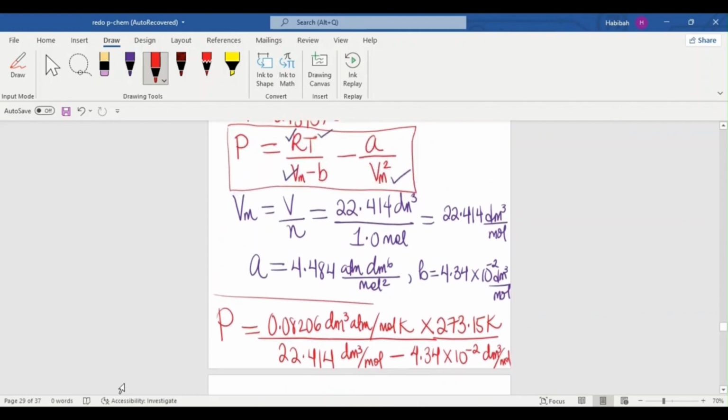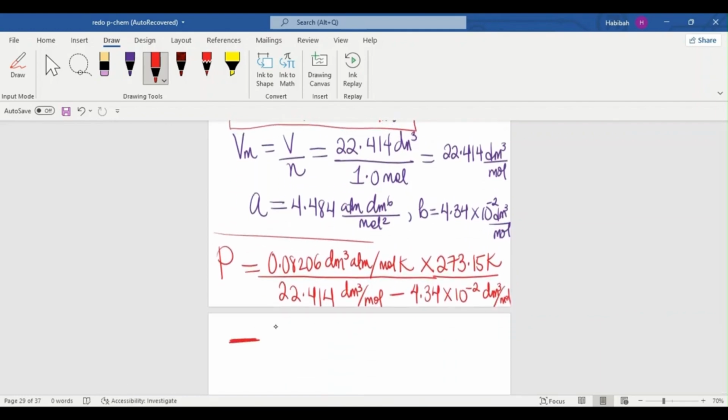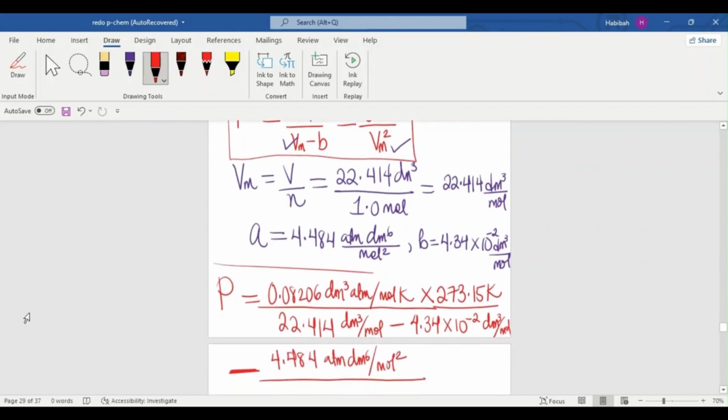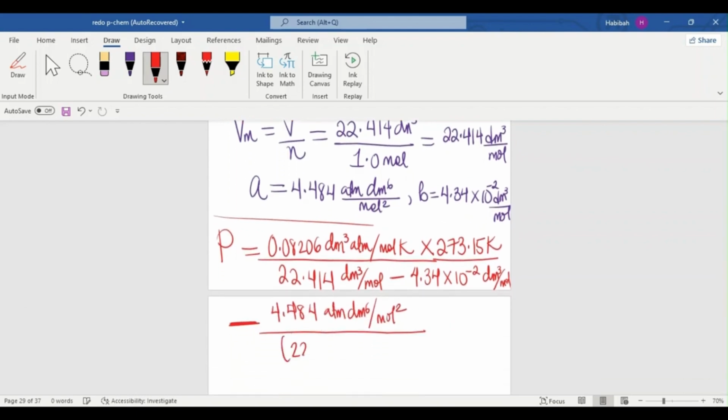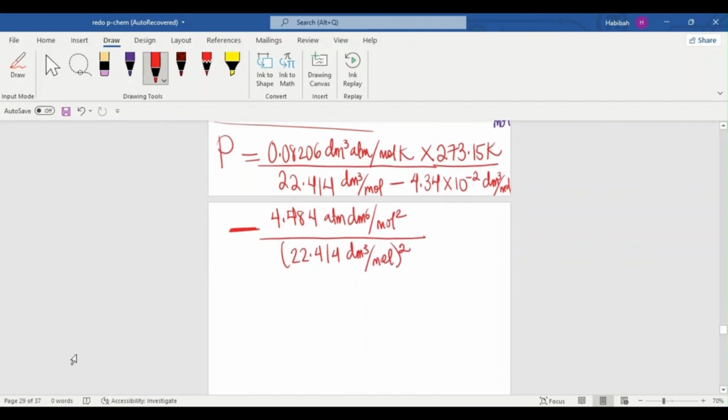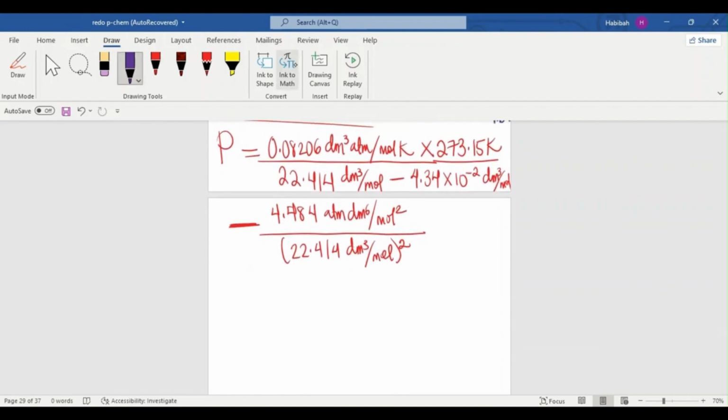All of that information minus A, which is 4.484 atm dm6 per mole squared, divided by Vm squared. So what is Vm? Molar volume is 22.414 dm cube per mole, so 22.414 dm cube per mole all squared. This is basically what we really needed. We've successfully substituted everything, so now all we have to do is cancel out whatever we can. We have per mole Kelvin here and we have Kelvin, so the Kelvin can cancel out. We're just simplifying as best we can.